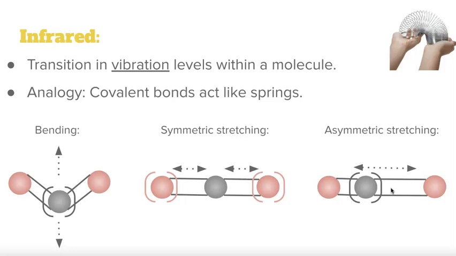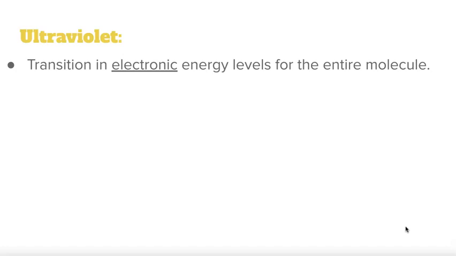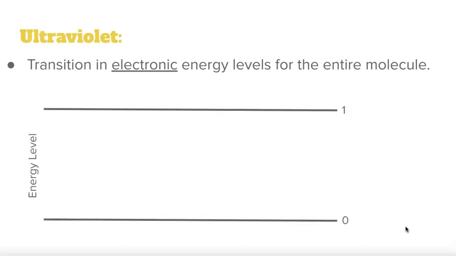So all these types of stretching and bending can occur when a molecule absorbs a certain amount of energy. FYI, apparently asymmetric stretching requires a little bit more energy. There's also ultraviolet radiation. Now, if microwave was rotational and infrared was vibrational, ultraviolet changes the electronic levels for the entire molecule.